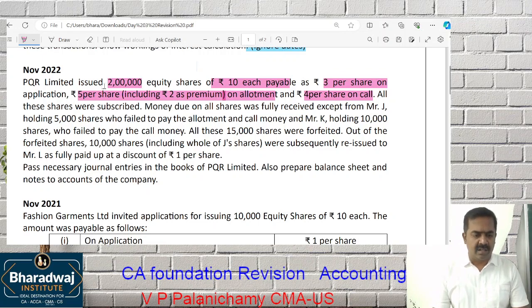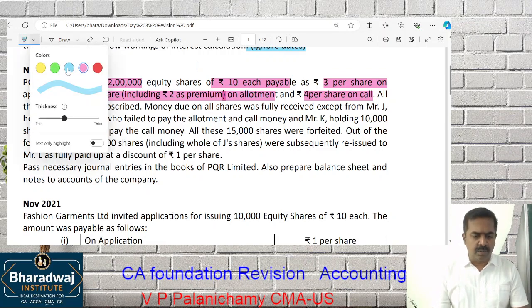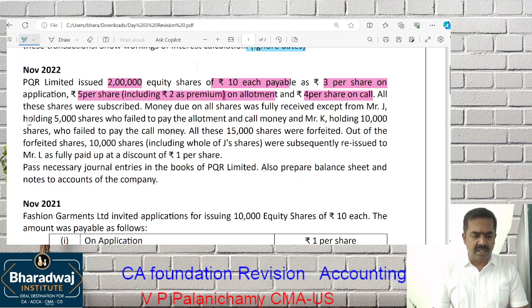Okay. All are subscribed. Money due was collected except Mr. J holding how many shares? 500 shares did not pay which money? Allotment money and call money. Remember, J did not pay allotment money and call money. Then Mr. K holding 10,000 shares failed to pay which money? Call money. All the 15,000 shares are forfeited.